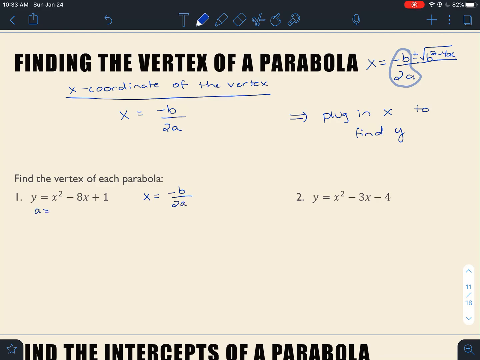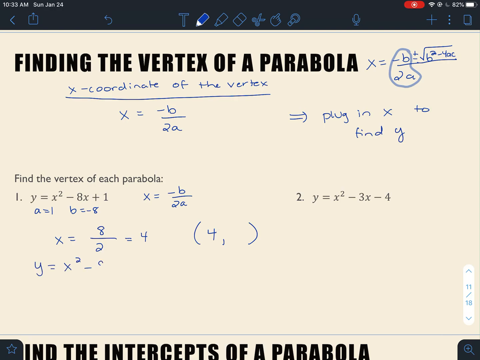And so my a is 1, my b is going to be negative 8. So my x-coordinate is going to be the opposite of b over 2a. So it'd be 8 over 2 times 1, which is 2... so the x-coordinate of my vertex is going to be at 4. So I know my vertex is going to be at the point 4, something. Well, to figure out the y, I'm going to take that 4 and plug it into the equation.